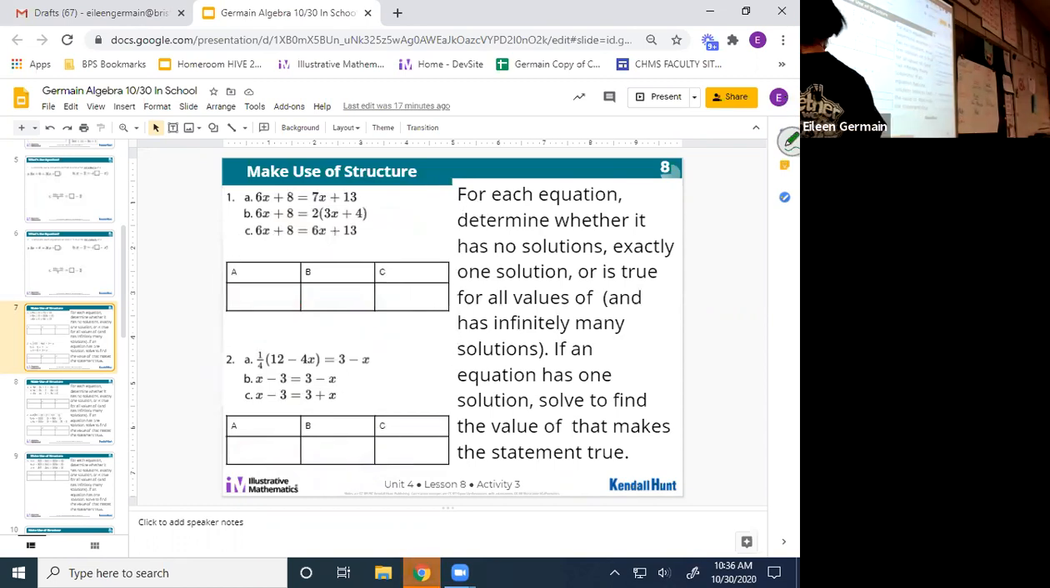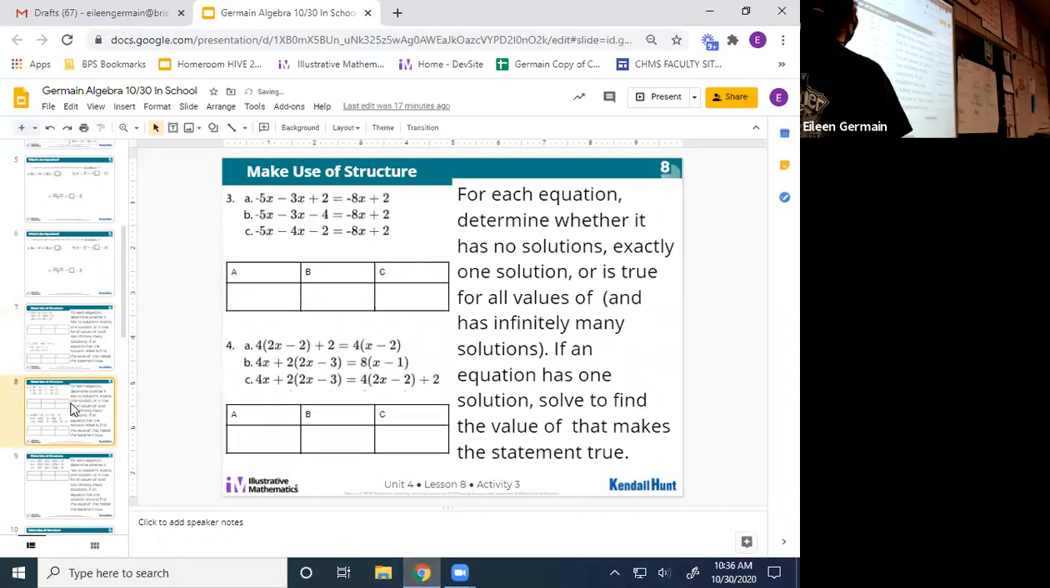Let's take a look at the next piece of this, number 2. Number 2, we had, the second slide, 3A was done by somebody in here? Sadie, help me out. What did you think for this one? Infinitely many solutions. Let's test it out. So what did you have to do with this one, Sadie?